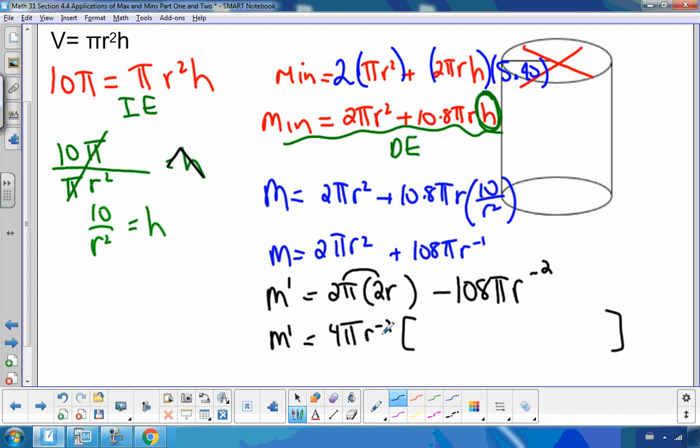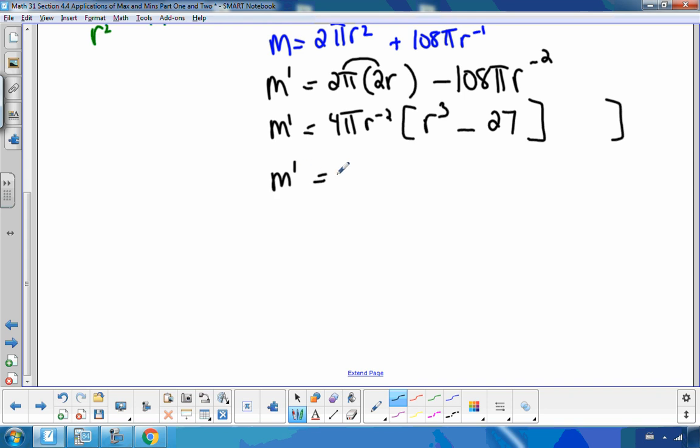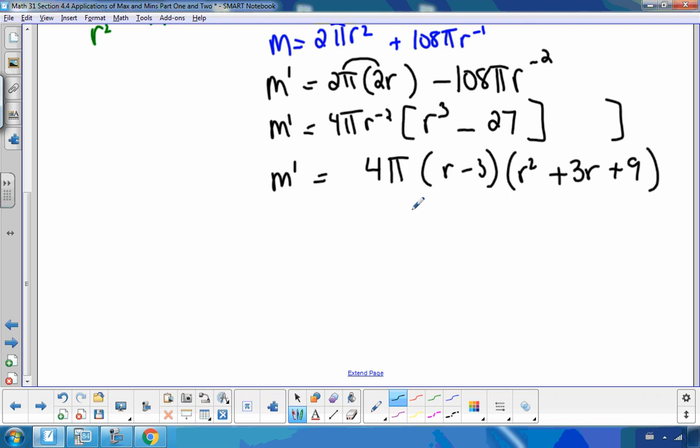r to the 1 divided by r to the negative 2 is r to the 1 take away negative 2, which is 3, minus 108π divided by 4π, which is 27. r to the negative 2 divided by r to the negative 2 is 1. Let's simplify this more. I have 4π on top, and then a difference of cubes, so I'll factor that. Cube root of each, r minus 3, and then square the first and last. The middle term is negative 3r, so this is the opposite, positive 3r. And only the r² comes down. The 4π stays on top.